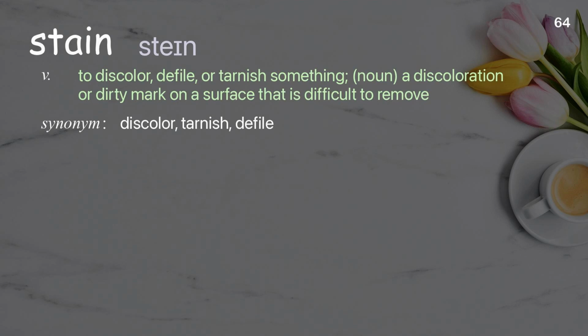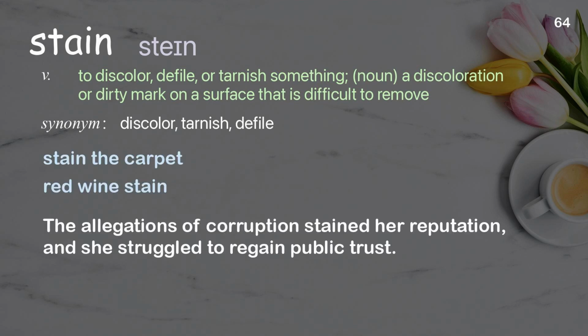Stain. To discolor, defile, or tarnish something. Noun, a discoloration or dirty mark on a surface that is difficult to remove. Examples. Stain the carpet. Red wine stain. The allegations of corruption stained her reputation, and she struggled to regain public trust.